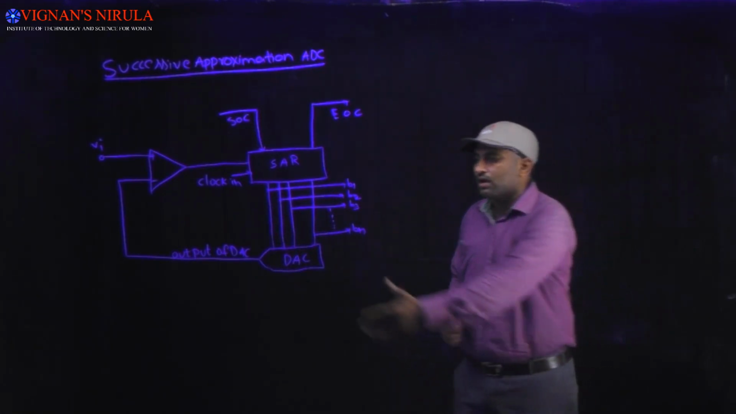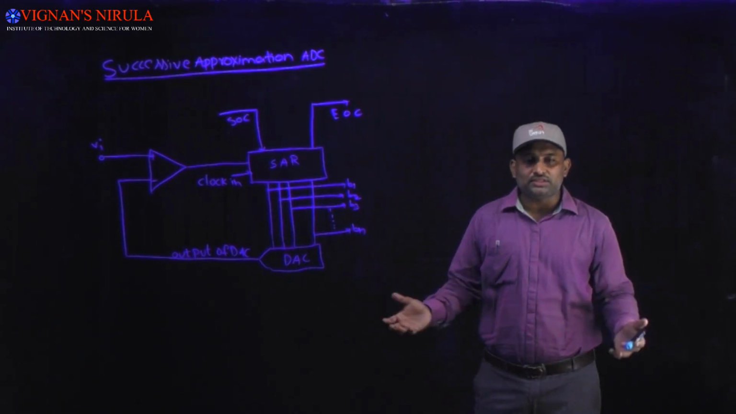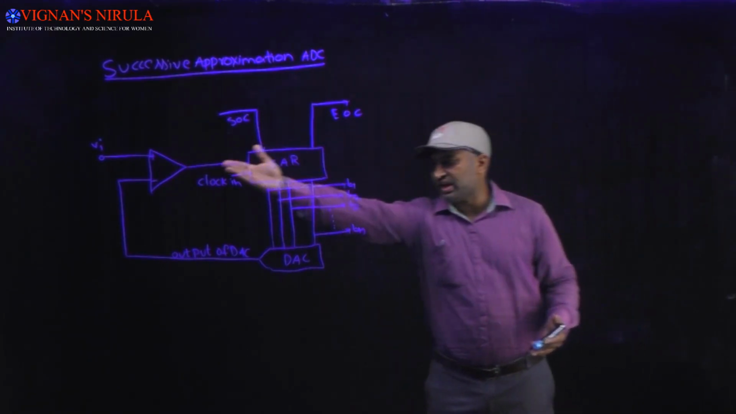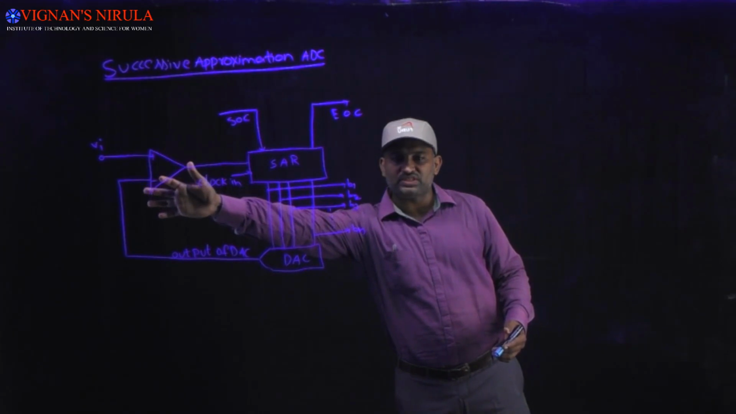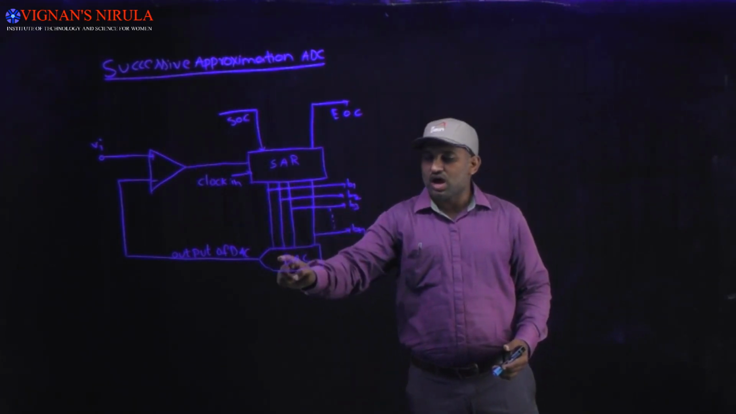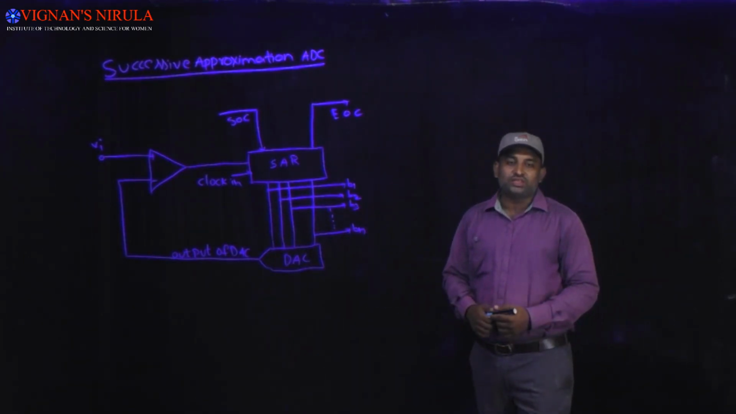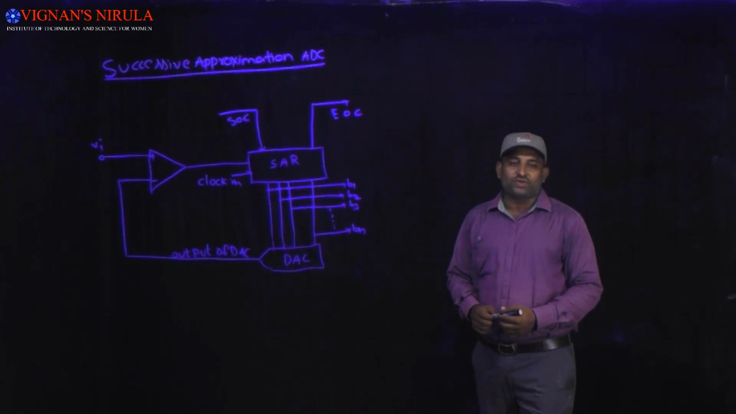And coming to the block diagram of the successive approximation technique, it consists of a comparator, a successive approximation register, and last but not the least, a DAC, which is a digital to analog converter.